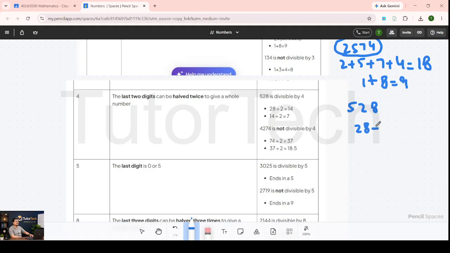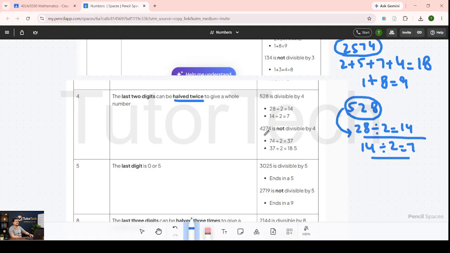Let's divide it by 2. If we divide 28 by 2, it gives you 14. And 14 divided by 2 gives you 7. So the last two digits, 28, can be halved twice. It means this number, 528, is divisible by 4.